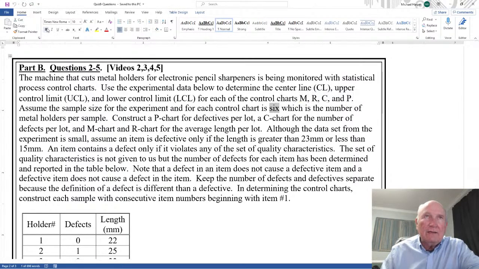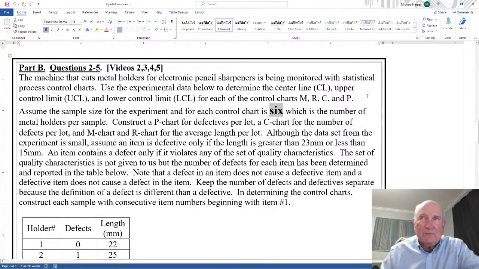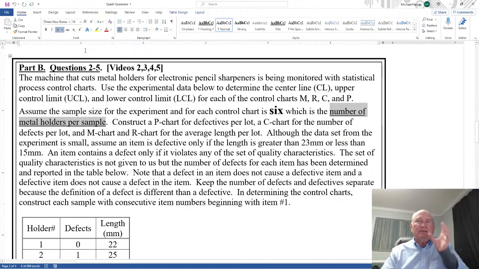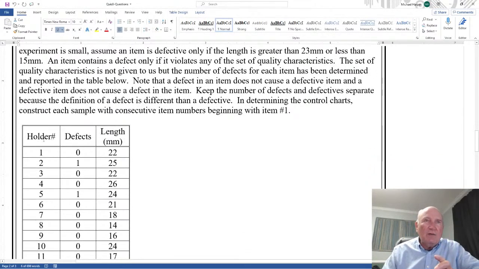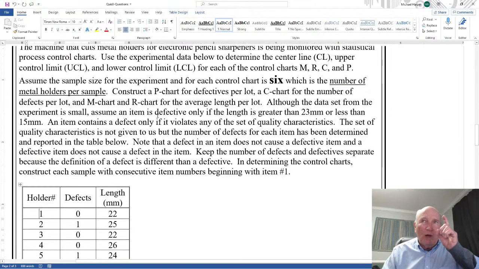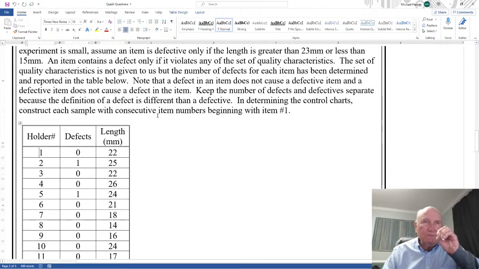Assume the sample size for the experiment and for each control chart is 6. Let me highlight this and make it big. It's 6, which is the number of metal holders per sample. Remember, a sample size represents a number. It's a number of metal holders. A lot of people say that's sample 1. No, a sample 1 is the number of metal holders. And so the first 6, there's your first sample.